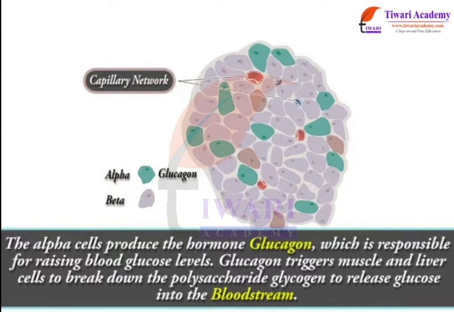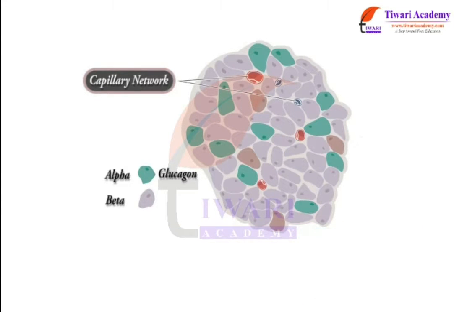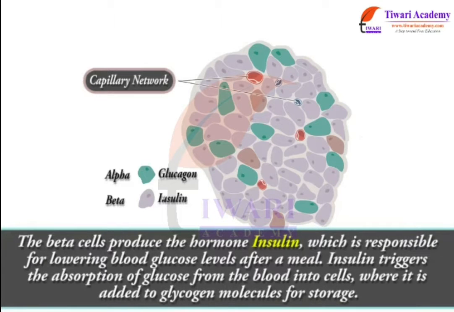The alpha cells produce the hormone glucagon, which is responsible for raising blood glucose levels. Glucagon triggers muscle and liver cells to break down the polysaccharide glycogen to release glucose into the bloodstream. The beta cells produce the hormone insulin, which is responsible for lowering blood glucose levels after a meal. Insulin triggers the absorption of glucose from the blood into cells, where it is added to glycogen molecules for storage.